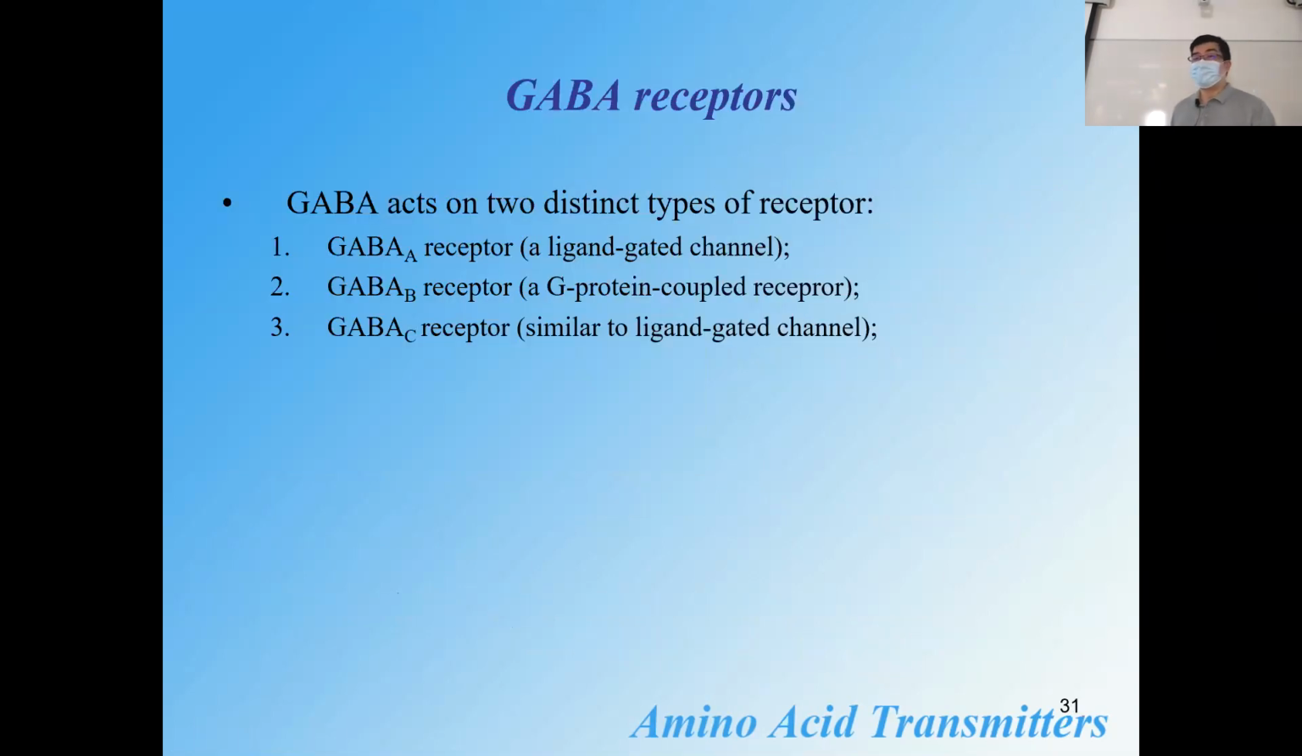So how about the receptors, the GABA receptors? So there are two distinct types of receptors, the ligand-gated channels, the GABA-A receptors, and the G protein coupled receptors, that's the GABA-B. There's less study of that; most studies are of the GABA-A receptors because of the pharmacological importance of this group of receptors. Okay, the GABA-C actually is similar to the ligand-gated channel.